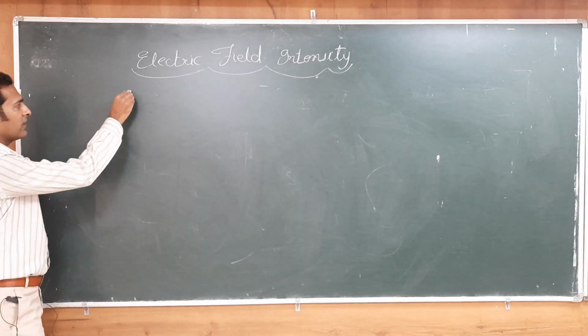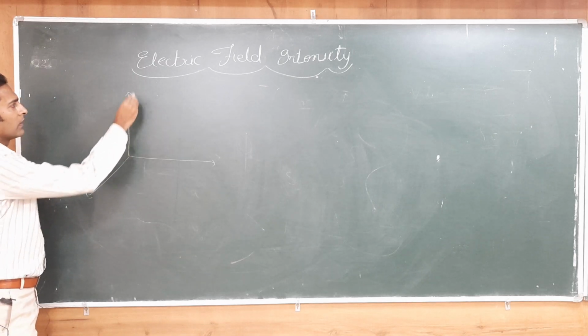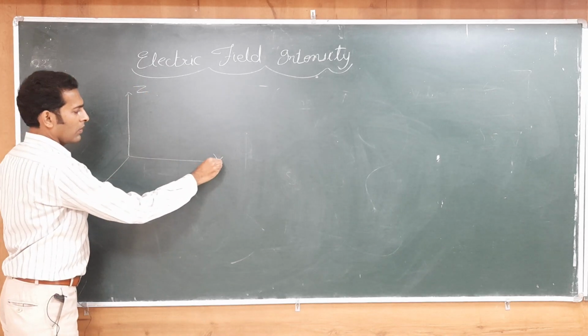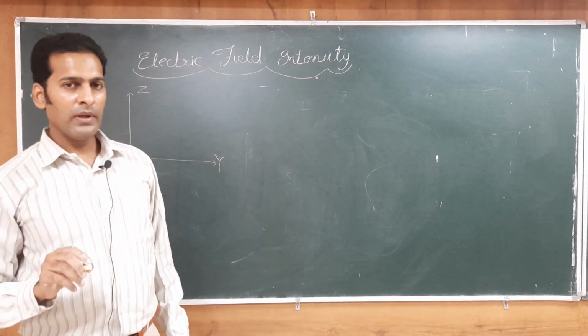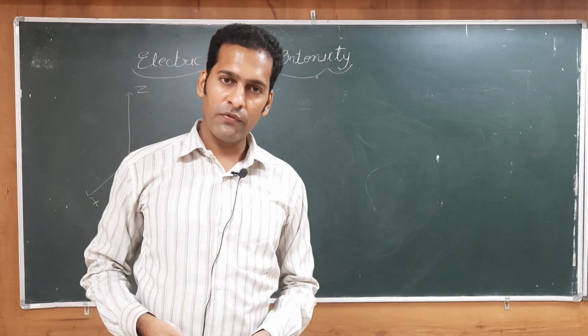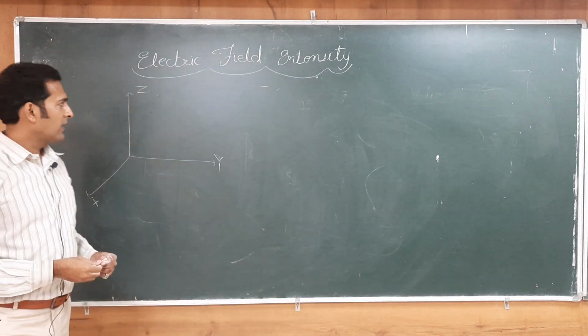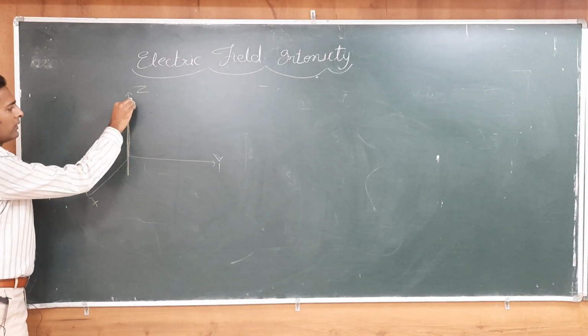So, for that we will consider a coordinate system. We will draw 3 axes as usual. So, we have z, y and x axis. So, for reference we have to put our wire on any one axis. For simplicity of derivation, we will consider that our conductor is present on z axis.